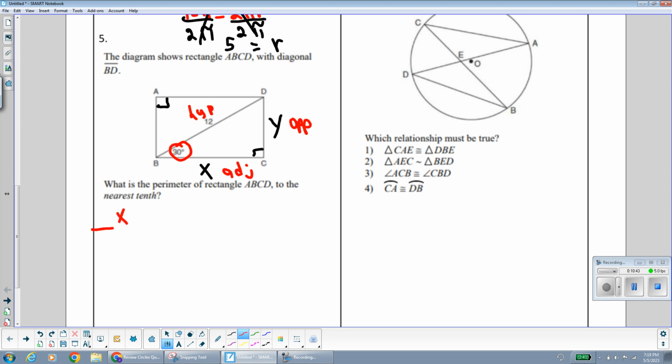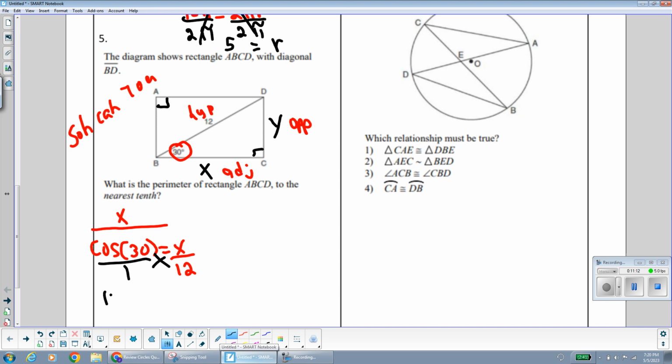Let's find x first. So I'm going to write here SOH CAH TOA. So to find x, I'm looking for adjacent, and I have hypotenuse. So that would be cosine. Cosine of the 30-degree angle equals adjacent over hypotenuse. Let's put this over 1 and cross multiply. 12 cosine 30 is equal to x.